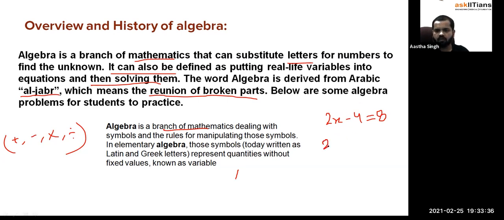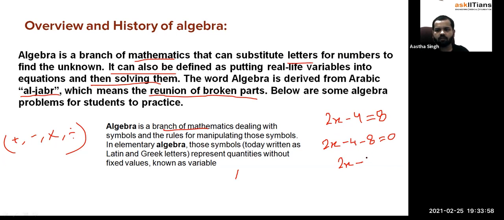So you can also write 2x minus 4. Here your 8 is in positive form, plus 8. If it comes to the other side, then it will become minus 8 is equal to 0. So 2x, minus 4 and minus 8, the minus sign will be there and these will be added.